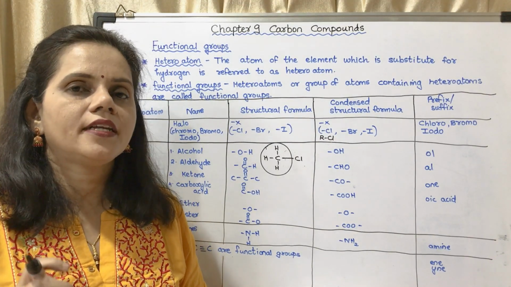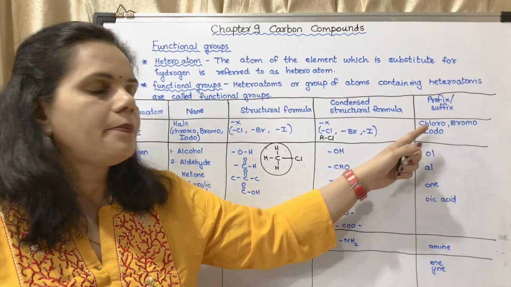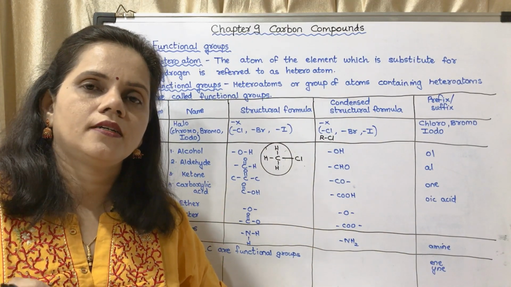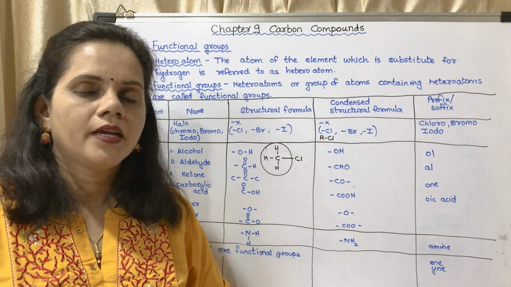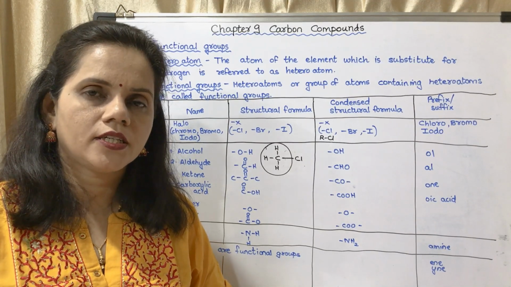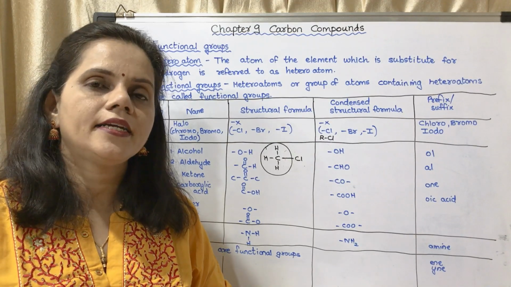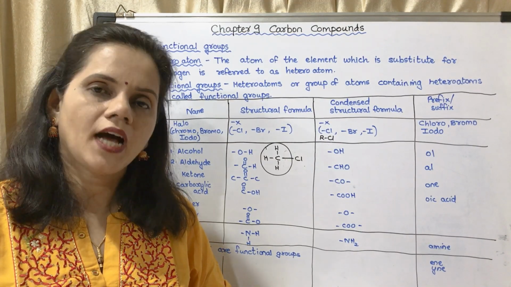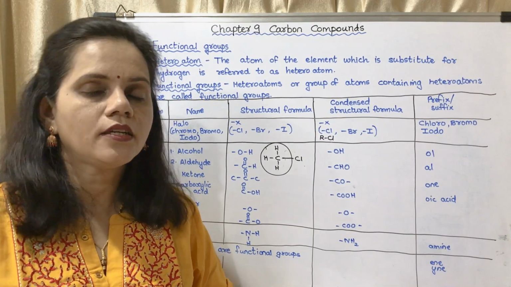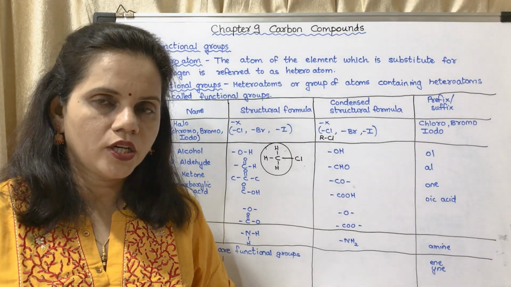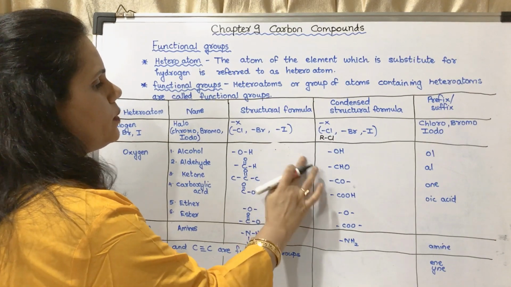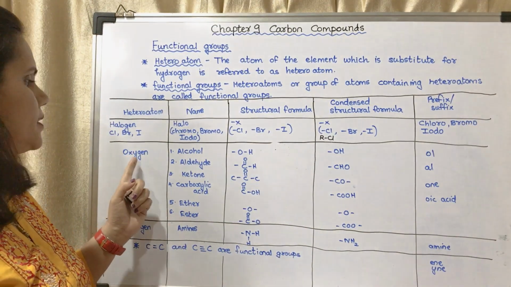That means if the compound is having chlorine, then the prefix will be chloro. If the compound is having the heteroatom bromine, then the prefix will be bromo. If the compound is having the heteroatom iodine, then its name will have a prefix iodo. Iodomethane, iodoethane, chloromethane and so on. So this is about halogen. Now we may move on to the next heteroatom, that is oxygen.